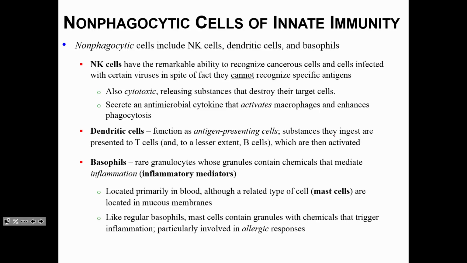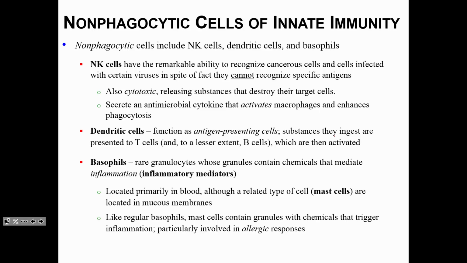Your dendritic cells function as antigen-presenting cells, so they ingest the antigen from the pathogen and they present it to the T cell. Now the T cell can determine whether that's self or foreign. The dendritic cell can't. The dendritic cell doesn't know if it's self or foreign, but the T cell can make that decision. And then you have the basophils, which are rare, but their granules have chemicals that mediate inflammation.